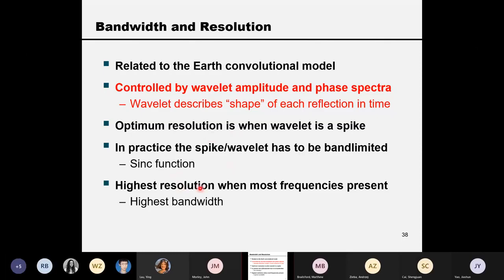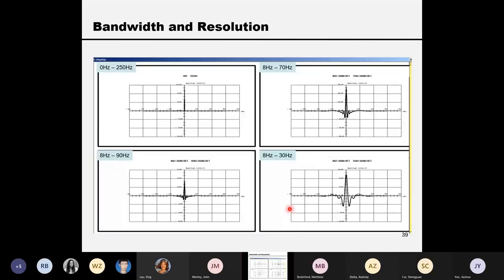Okay, so in practice, we never get a spike because we have limited bandwidth. So it's always band limited. That's called a sinc function. The sinc function means the wave spectrum does not go from 0 hertz to infinitely high frequency. We always have a band. After the inverse Fourier transform, you have something called a sinc function. The sinc function is a sine function divided by the argument of the sine. You learned that before, okay? So we try to get the highest bandwidth, with the most frequency content.